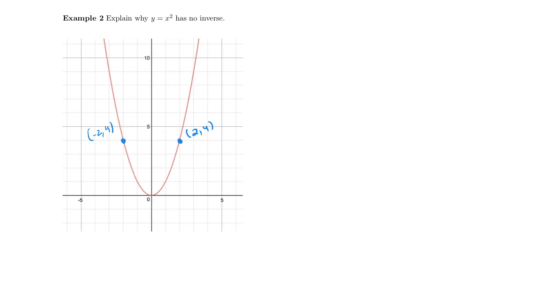On the inverse function, if the original function has the point (2, 4), on my inverse, you'd have to have the point (4, 2), because 2 is an x, 4 is a y. My inverse switches those two things around, and the same thing has to be true for (negative 2, 4). On my inverse, you would have to have (4, negative 2). The problem is that if I plot both of these points, (4, 2) and (4, negative 2), that can't be a function. I mean, here it's failing the vertical line test.